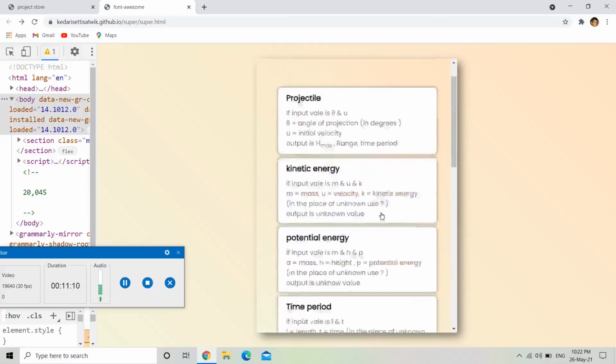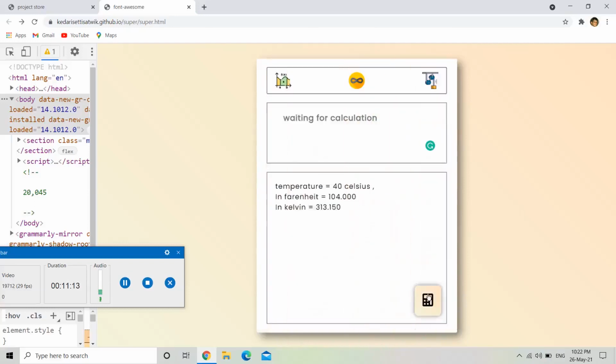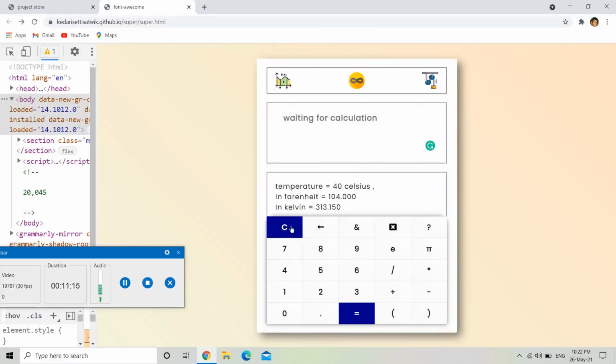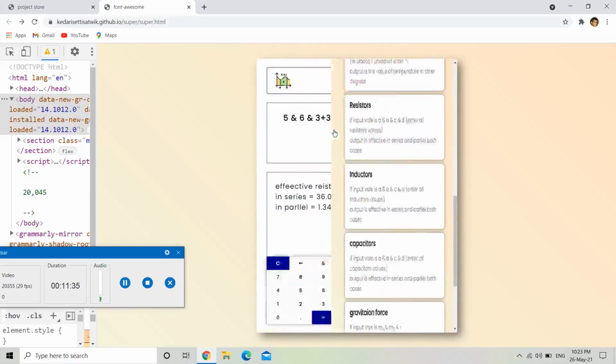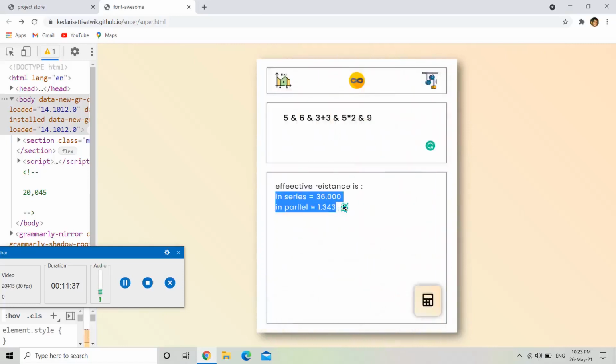Here is resistors. Now let's see how this one works. If you have 5 resistors, in series, 5 and 6 and 3 plus 3 and 5 into 2 and 9, any number of resistors, but you should write a question mark in the middle. By clicking on this button, you will get the effective resistance if these are connected in series, or the effective resistance if these are connected in parallel.